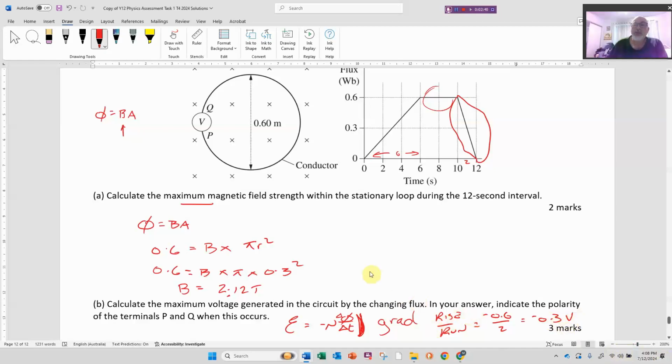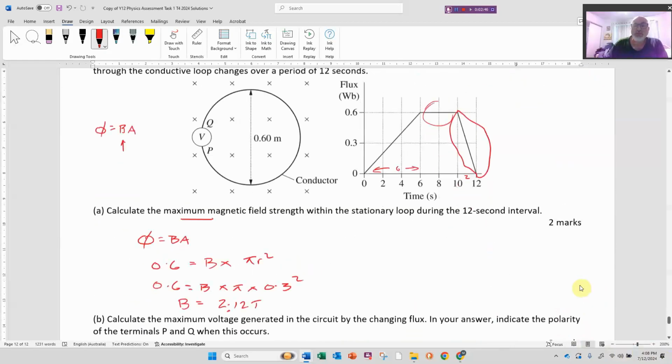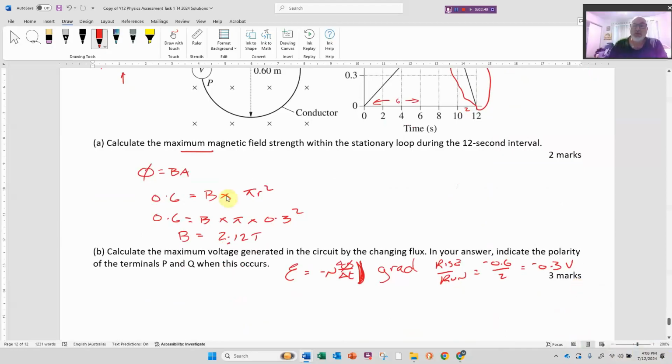But because we have a negative, let me just move my page down a little bit. Because EMF equals negative change in flux over change in time, then that's equal to negative N times negative 0.3 volts, which is equal to 0.3 volts because N, we said, was equal to 1.